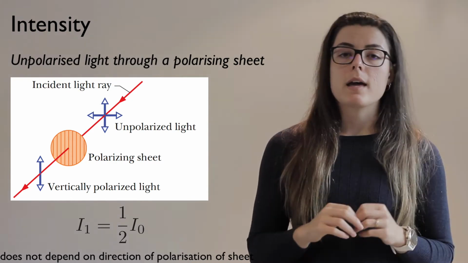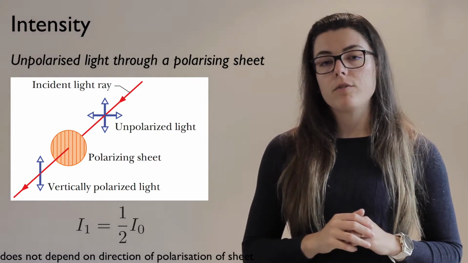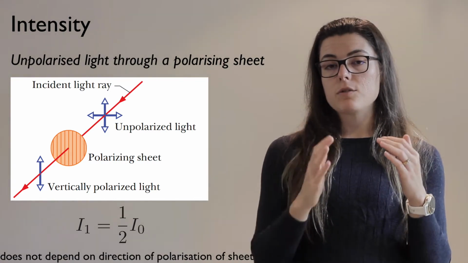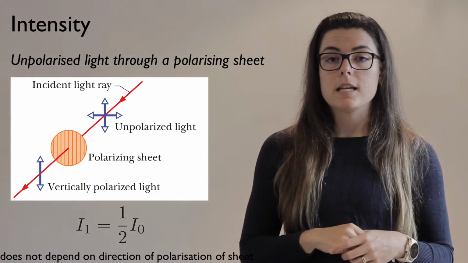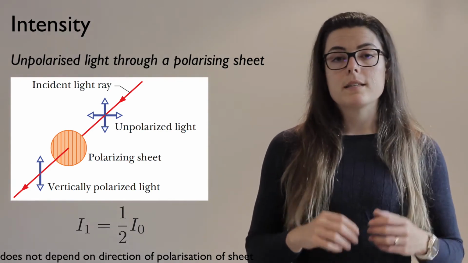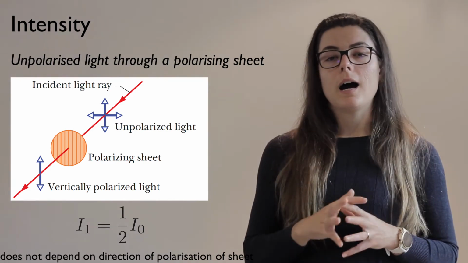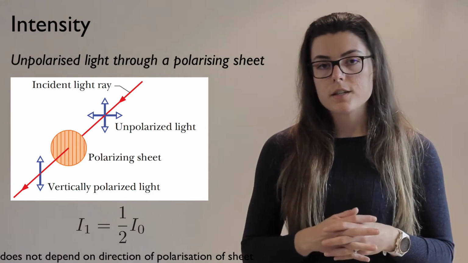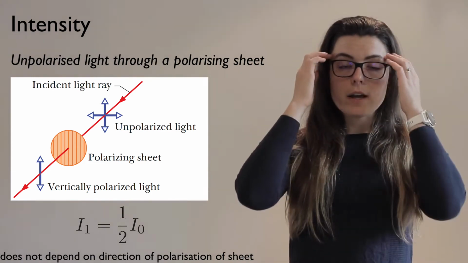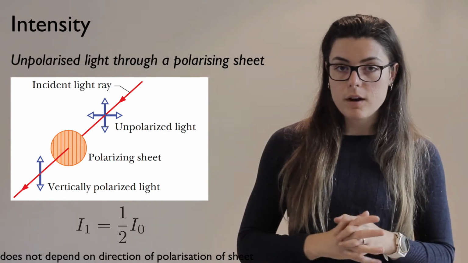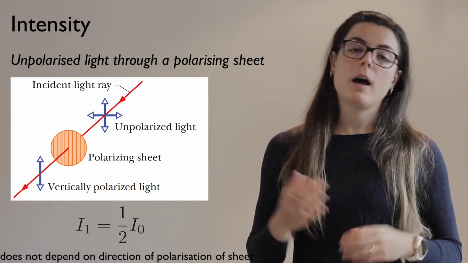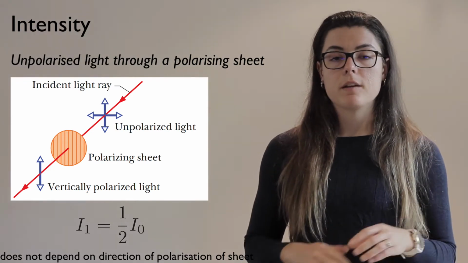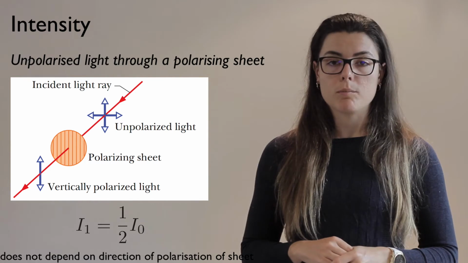The way that we write that is if the initial intensity of the wave is I subscript naught, and then after passing through this polarizing sheet, the intensity is I subscript 1, what we can say is I1 equals a half I naught. And remember, once the light has passed through the polarizing sheet, it is going to be polarized itself. So the intensity of the polarized light is going to be given to us by I1, and it's going to be a half of what it was originally if the original light was unpolarized.